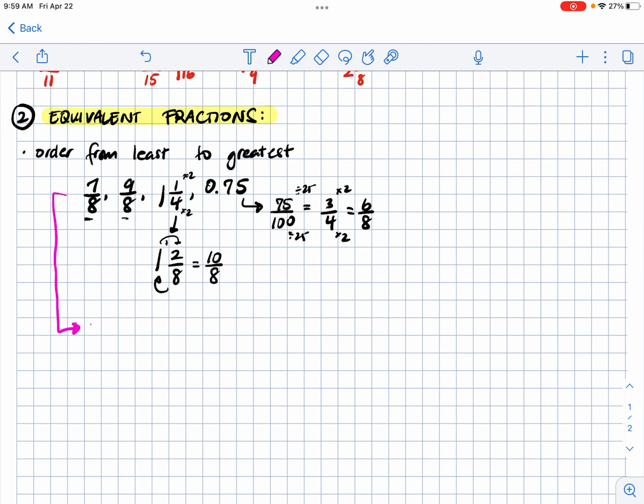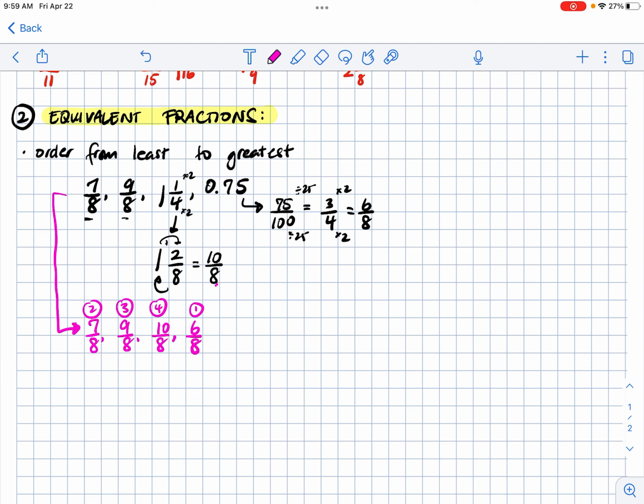So we've got 7 over 8. We've got 9 over 8. This equivalent here, the 1 1/4, has become 10 over 8. And then the last one is 6 over 8. So you were asked to order it from least to greatest. We know that the least one is going to be 6 over 8. The next biggest will be 7 over 8. The next biggest after that is 9 over 8. And the last one is going to be 10 over 8.